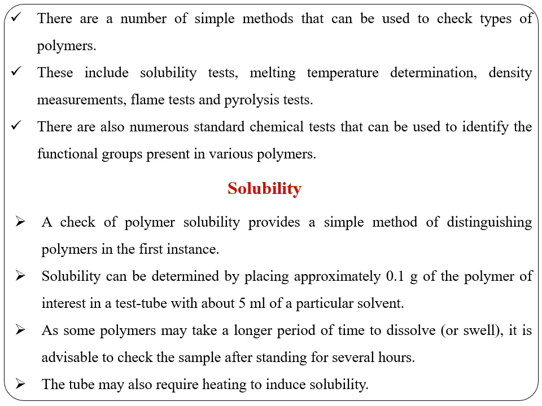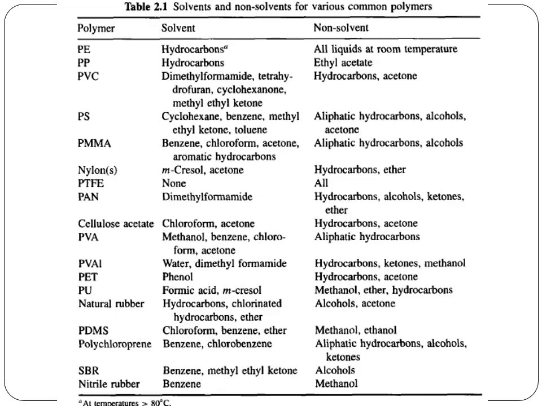As some polymers may take a longer period of time to dissolve, it is advisable to check the sample after standing for several hours. The tube may also require heating to induce solubility. There are polymers which are soluble in particular solvents. So based on their solubility, we can identify which type of polymer is present in the obtained sample. This table shows some properties of the polymer with respect to the solubility in solvent.